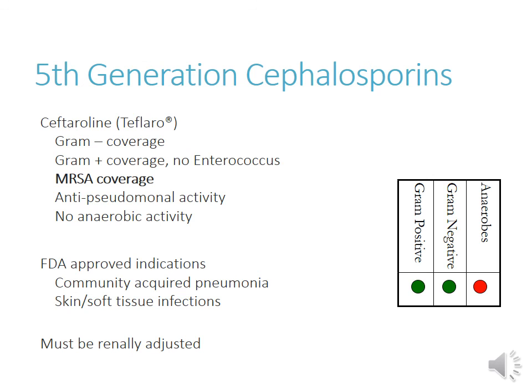The indications for it so far are for community-acquired pneumonia and also skin and soft tissue infections. But note, this one also has to be renally adjusted. So really, ceftriaxone is the only one you don't have to worry about that with.